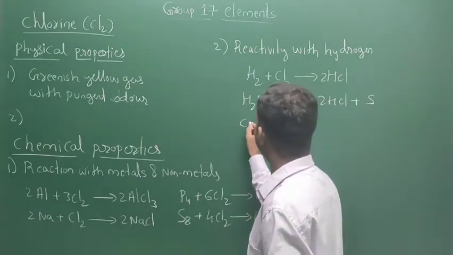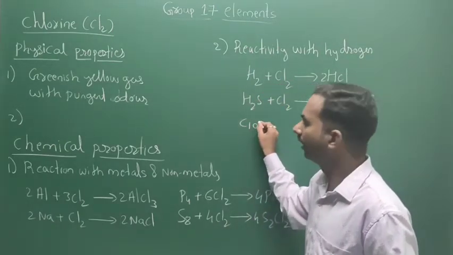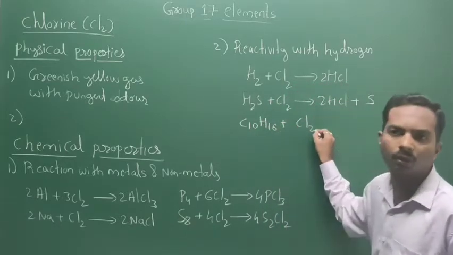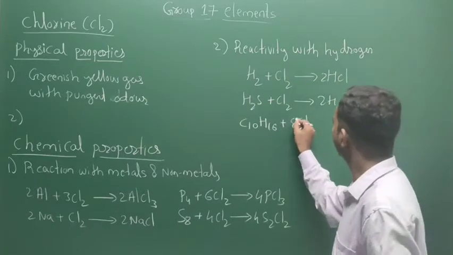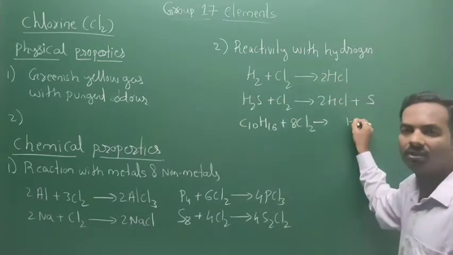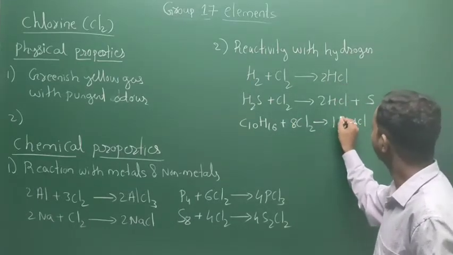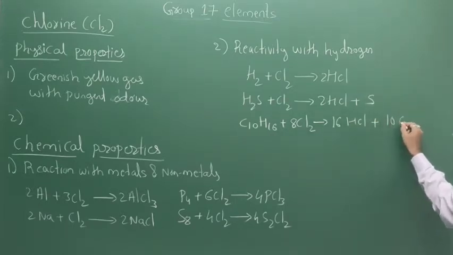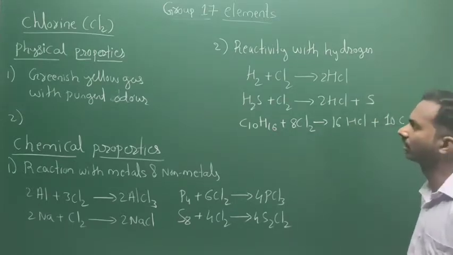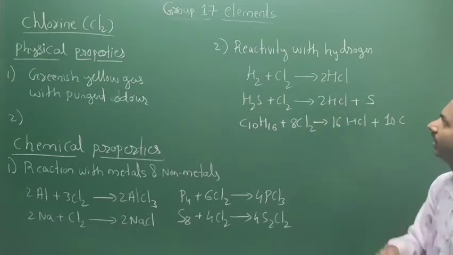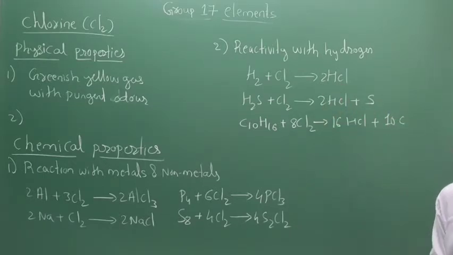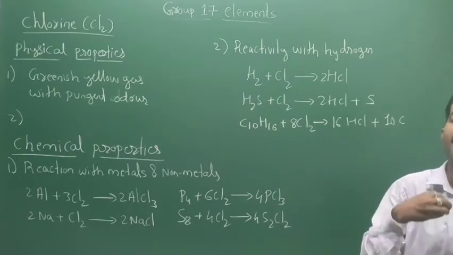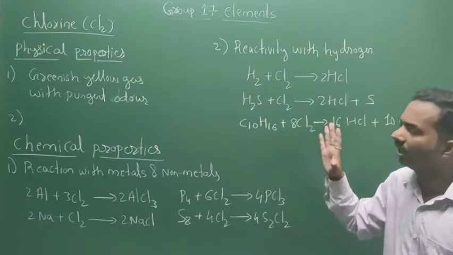Similarly, C10H16 reacts with chlorine, with 8 mole of chlorine. So formation of HCl along with 10 carbon. So second one is reactivity towards hydrogen. Chlorine has great affinity for hydrogen.